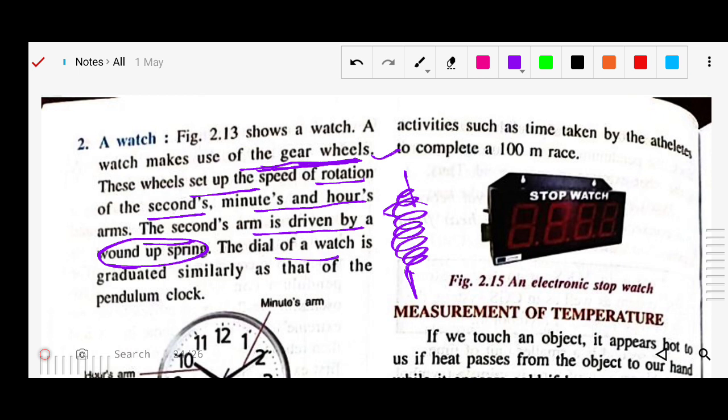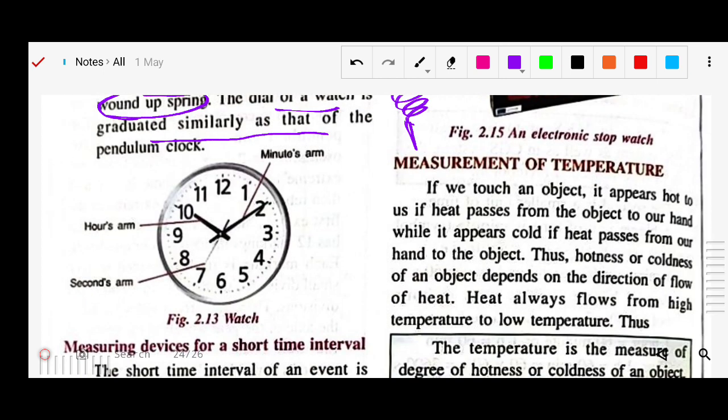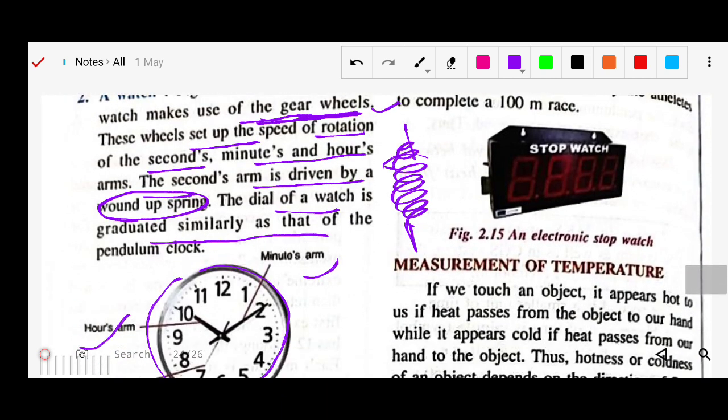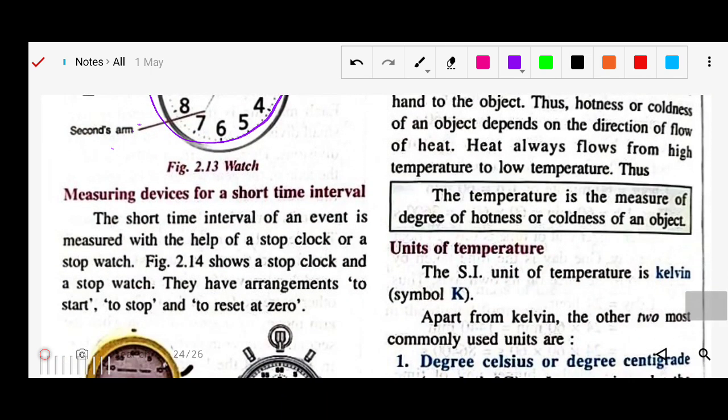The dial of a watch is graduated similarly to that of the pendulum clock. Similarly, there are the same hour hand, second hand, and minute hand, and the same divisions and the same numbers. Nothing else is different, only the mechanism, the machines inside, is a little bit different.